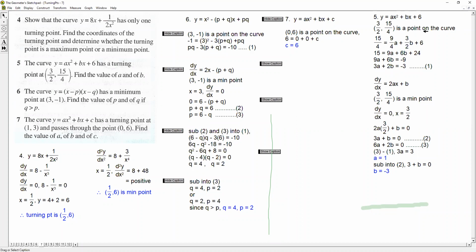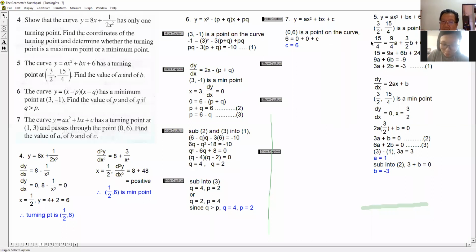How many equations do you have to form for A, B, C? You have to form 3 equations, but you are only given 2 points. How to form the 3 equations? You substitute this point, you form 1 equation. You substitute this point, you form another equation. So I start by substituting this point, (0, 6), into the equation. I can get C equals 6.